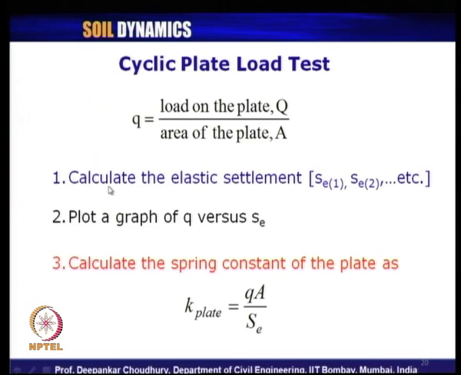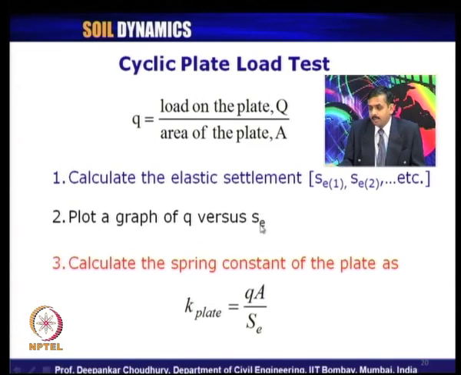So, what are the steps? We need to calculate the elastic settlement by applying cyclic load on that plate. So, these are the elastic settlements. In the next figure, we will show what these elastic settlements are. Plot a graph of that Q versus the elastic settlement and calculate the spring constant of the plate using this expression. The spring constant of the plate is nothing but this force per unit area, which we have measured from this plot, times the area of the plate divided by the average elastic settlement.